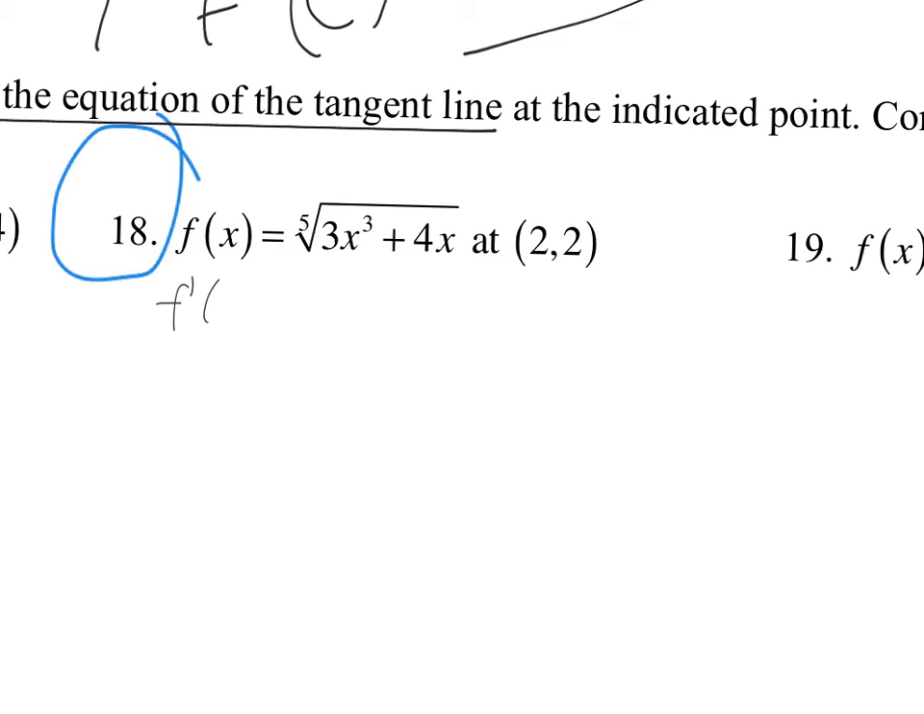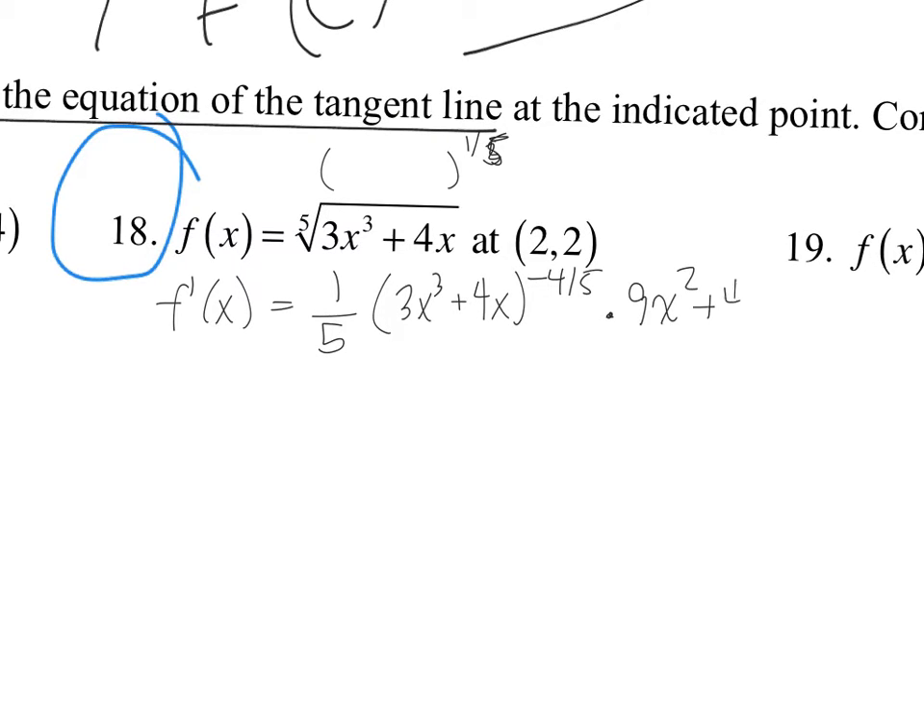So f prime of x is equal to, and I'm going to rewrite this up here as (3x^3 + 4x) to the 1/5 power. So f prime of x is equal to, we've got a chain rule here, or just a basic power rule, so to say, because chain rule is always in effect, 1/5 times (3x^3 + 4x) to the negative 4/5 times 9x^2 + 4, which is the derivative of what's inside.